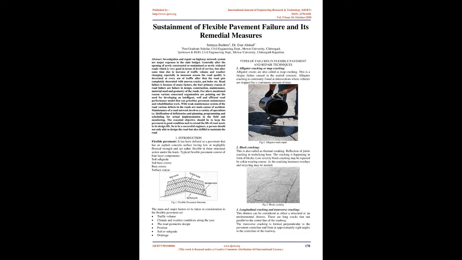The main factors to be taken into consideration in flexible pavement are traffic volume, climate and weather conditions along the year, the road geometric design, position, soil or subgrade, drainage, types of failures in flexible pavement, and repair techniques. 1. Alligator cracking or map cracking.